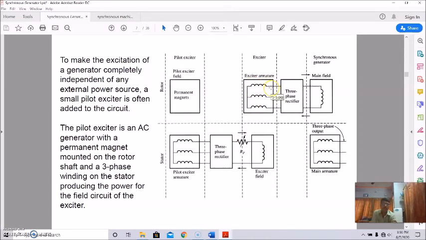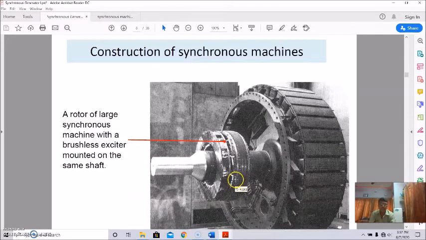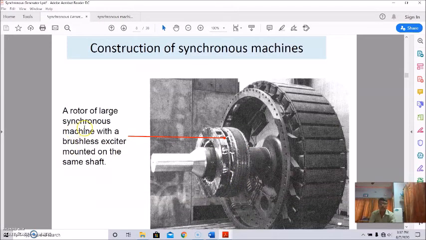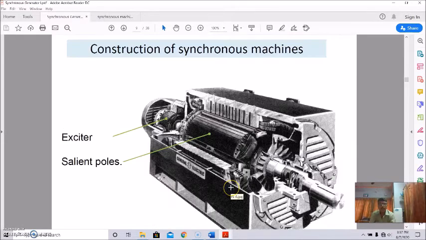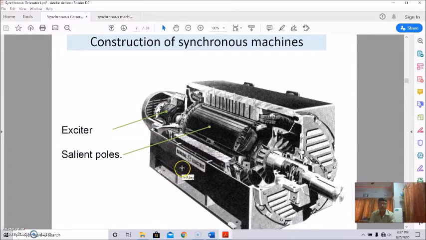So the three-phase output of this exciter generator is rectified and given to the main field of the generator, and the three-phase output is collected from the generator's stator side. This is the rotor of a large synchronous machine with a brushless exciter mounted on the same shaft, as shown here. And this is the exciter for the salient pole machines, which is also shown here.